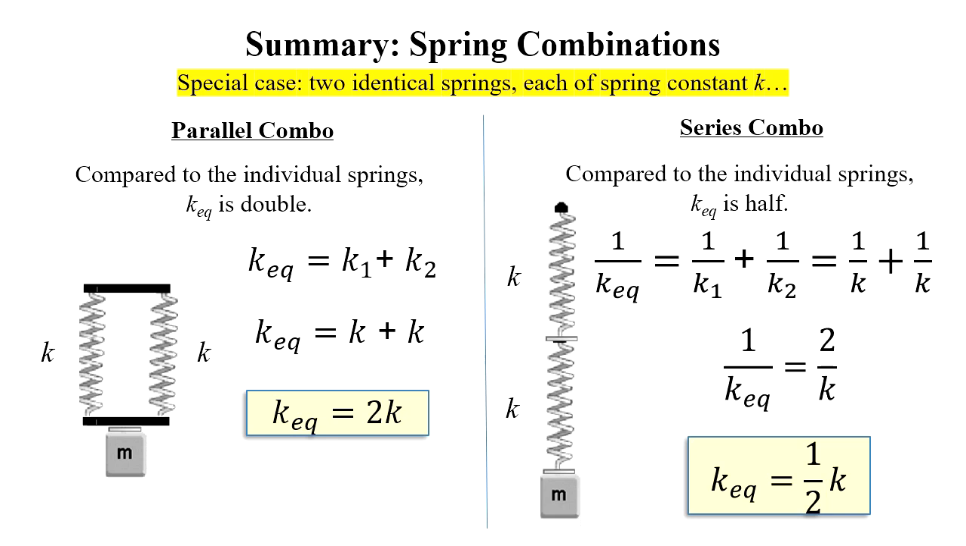What if the springs are identical? For the parallel combo, two springs simply get twice as strong. The equivalent spring constant is twice the spring constant of the individual springs. For the series combo, it's the other way. The combination is weaker. So if the springs each have a spring constant of k, the combination will have an equivalent spring constant of 1/2 k.